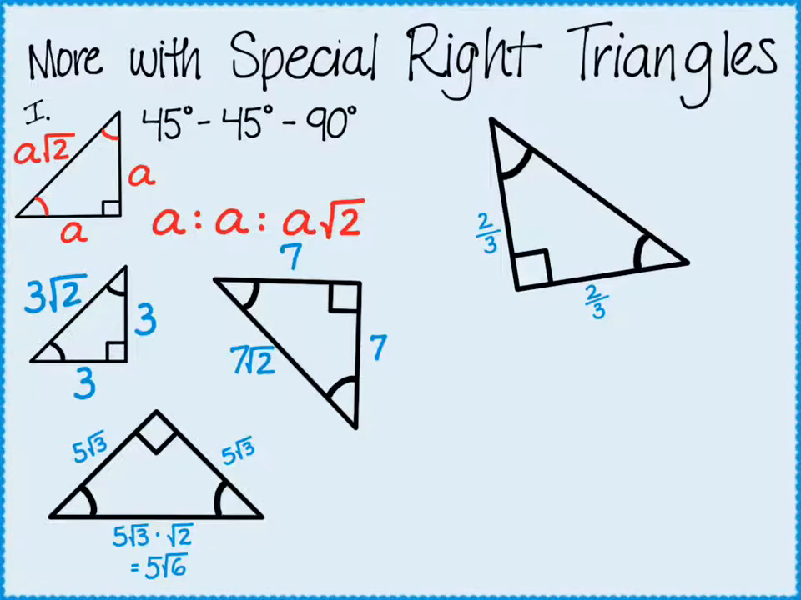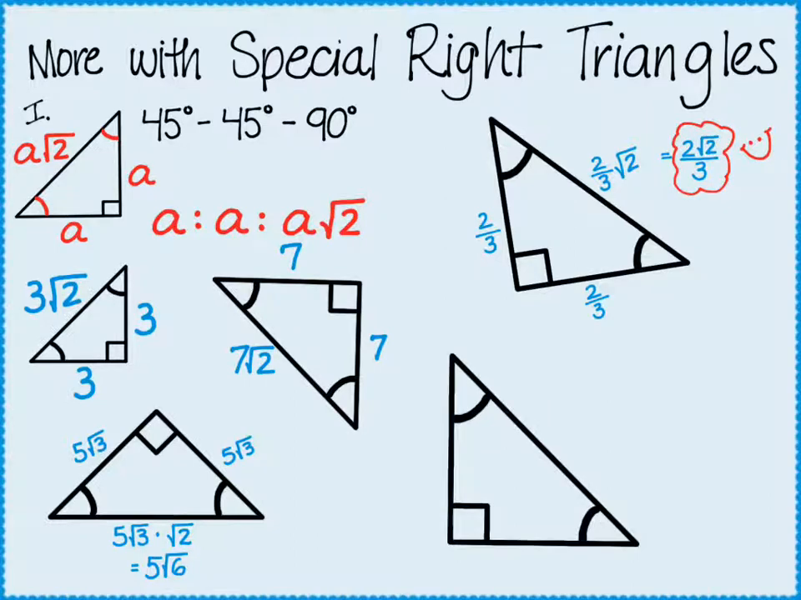Here's another isosceles right triangle with legs of 2/3. So the hypotenuse would be 2/3 times root 2. But a better form to write that in is 2 root 2 over 3. That's just multiplying the 2/3 times the root 2 over 1. You can use your fraction work with that. And that is the preferred way of writing it in my class. I prefer that compared to 2/3 root 2, although they are the same value.